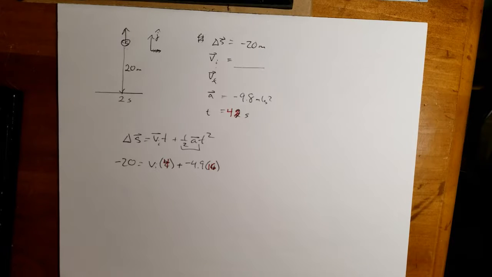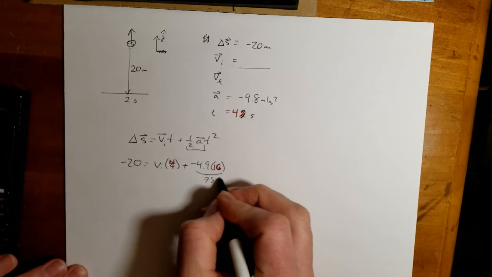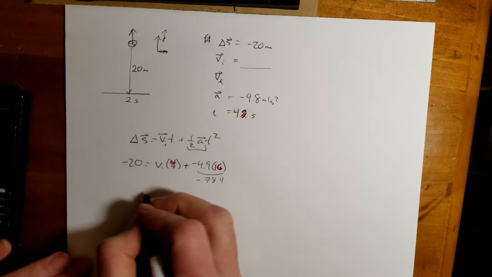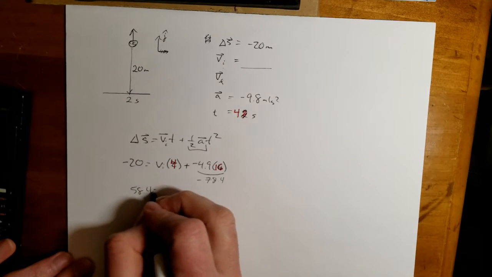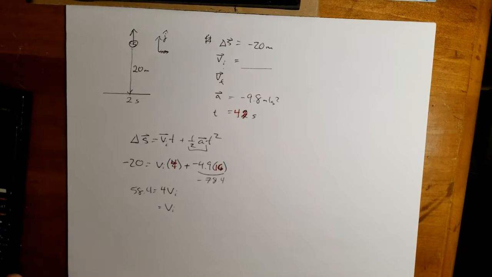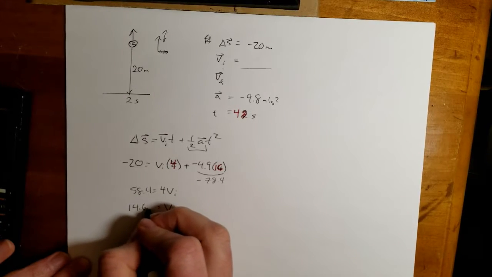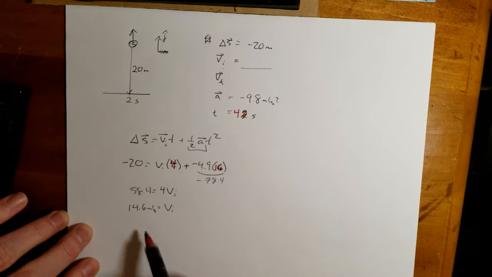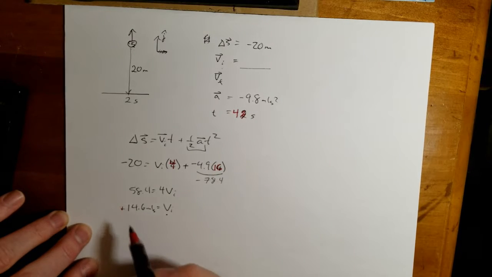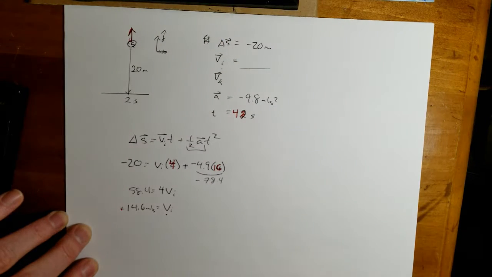And so this is 4 seconds, and so that is 4, and that is 16. And so we end up with 78.4 added to the other side. So I have 58.4 is equal to 4 VI, and VI is 14.6 meters per second. And so that is how fast this thing is going. It is a positive value, which means it is indeed shot up in the air.